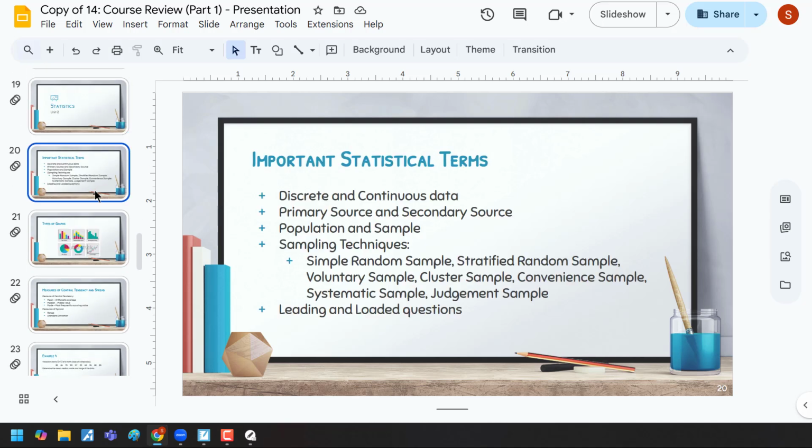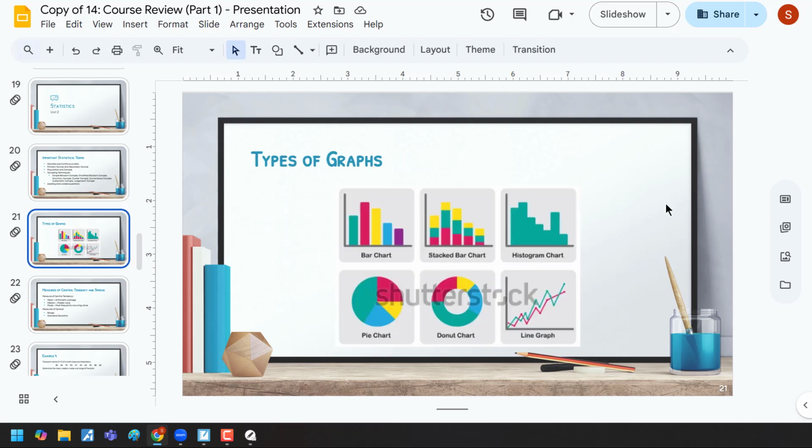All right, statistics. What do we got here? Important statistical terms. Discrete and continuous data. Primary source and secondary source. Population and sample. Sampling techniques. Got simple random sample, stratified random sample, voluntary sample, cluster sample, convenience sample, systematic sample, judgment sample, and we got leading and loaded questions. So you should probably Google all those terms or go back to your notes and definitely write the definitions of those things down. It may help you for the culminating activity.